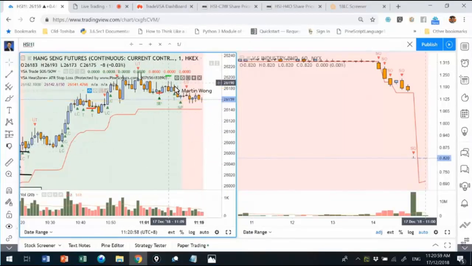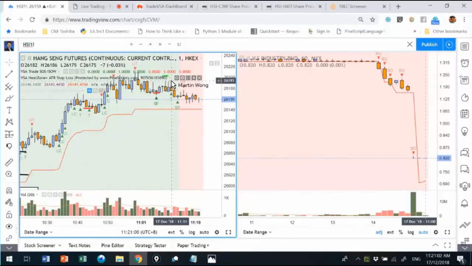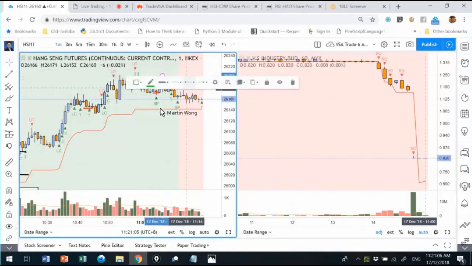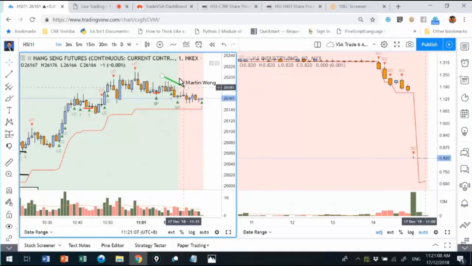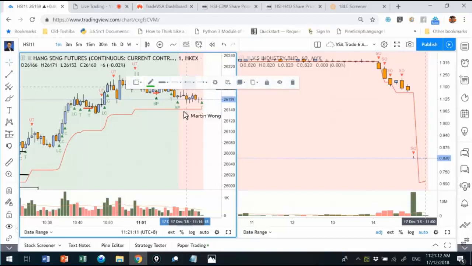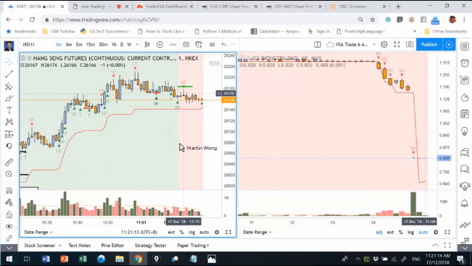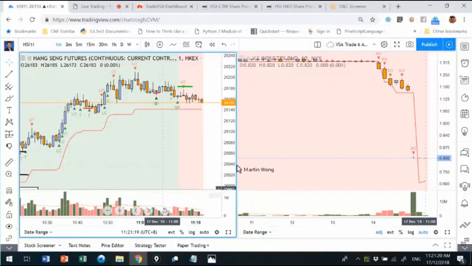Okay, sometimes if you don't want to close a trade, what we do is move the stop loss. Let me just close this. This time we move it up here. We move this up to the old high here. Yeah, just move it up to here. All right.